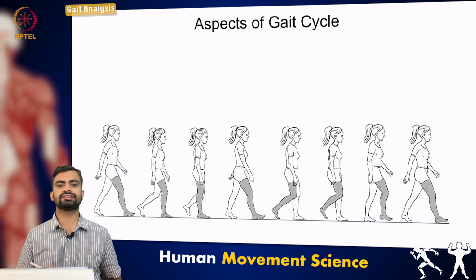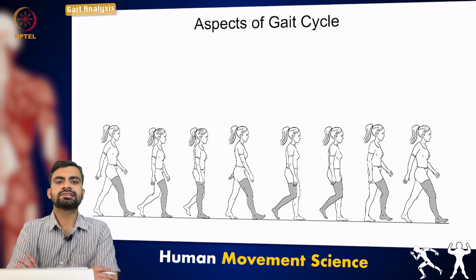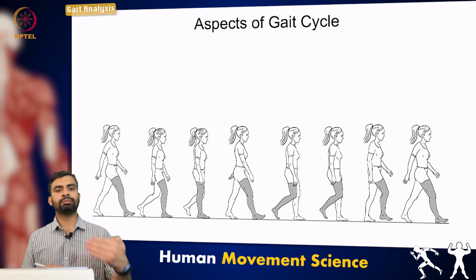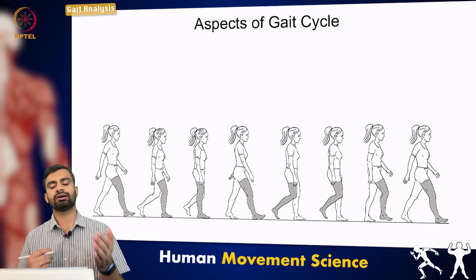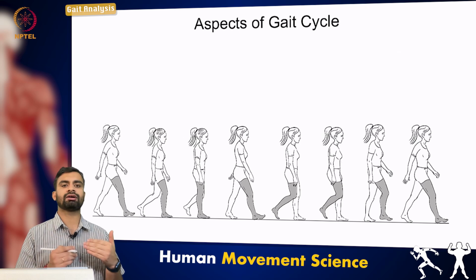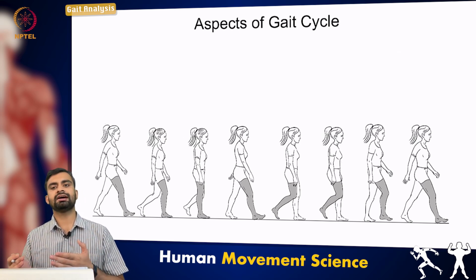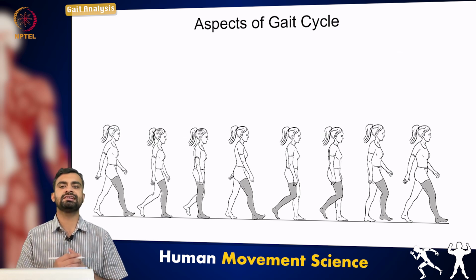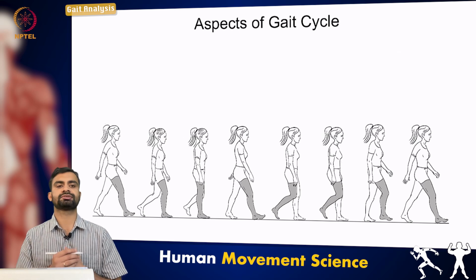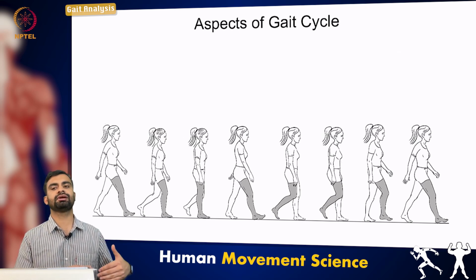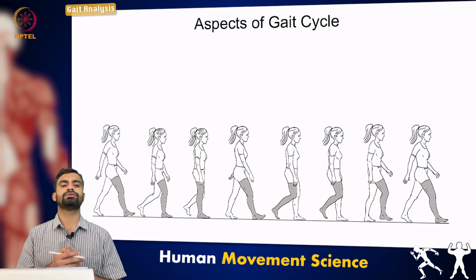Now let us try to understand the different aspects of the gait cycle. We know walking is a repetitive sequence of limb motions to move our body forward or backward, depending upon in which direction we are walking. It involves a series of interactions between two multi-segmented lower limbs, for example our thigh segment, our lower leg, which is also known as the shank segment, and then the foot segment.